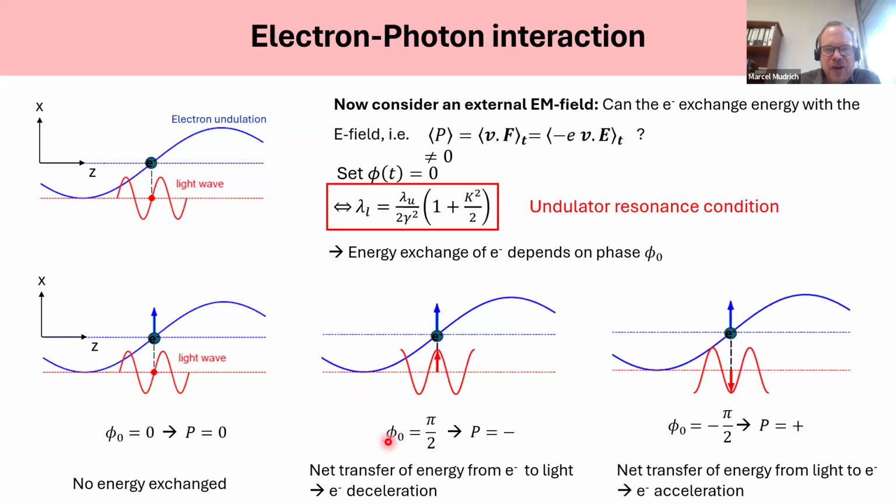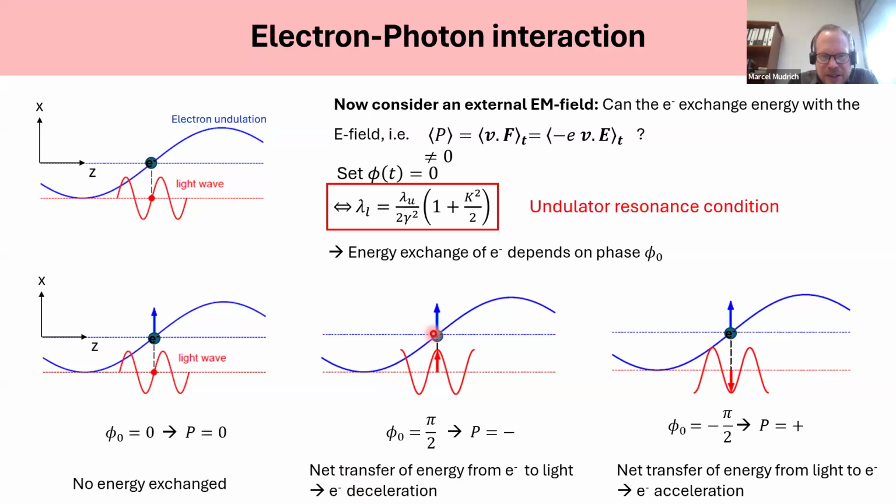But if the phase is pi over 2, then the electric field of the external wave points in the same direction as the velocity of the electrons. And then we get negative absorbed power, because the electron has this minus sign. So there's a minus here, which means that there now is a net transfer of energy from the electrons to the light, meaning that the electrons get decelerated.